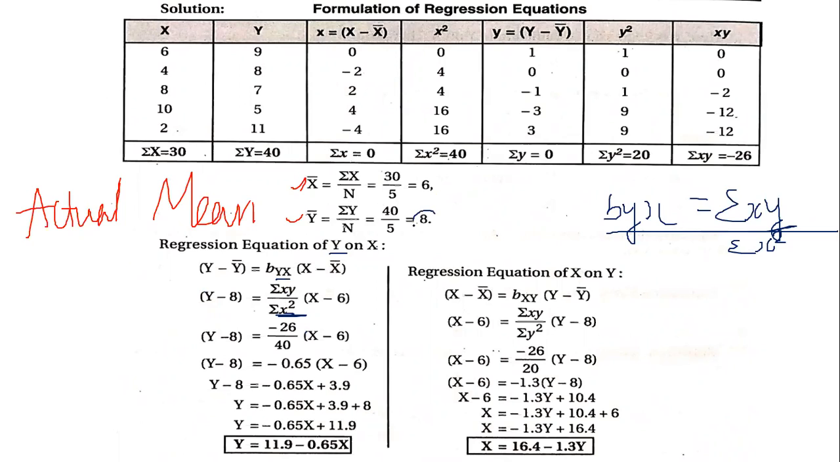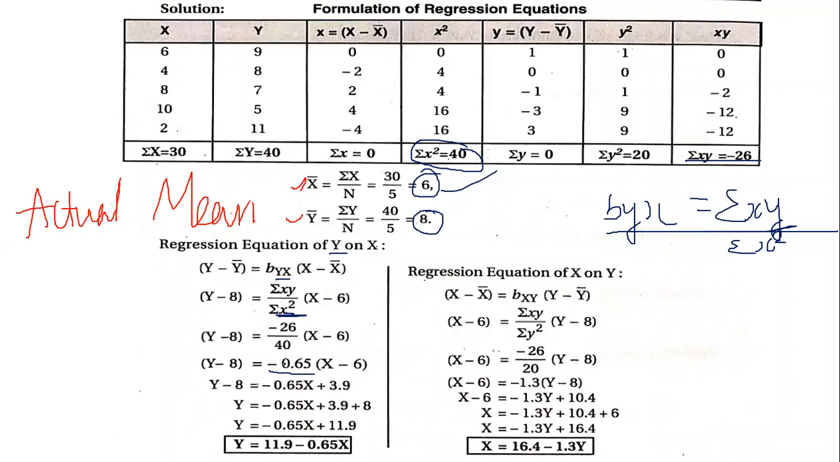Now we know what is y bar, we know what is x bar. Okay, so y minus 8 is equal to sigma xy. What is sigma xy? Minus 26 divided by sigma x square value is 40 into x minus x bar is 6. Okay, now let us do the simplification. So y minus 8 is equal to minus 26 by 40 will give me 0.65, and then into x minus 6 will remain as it is.